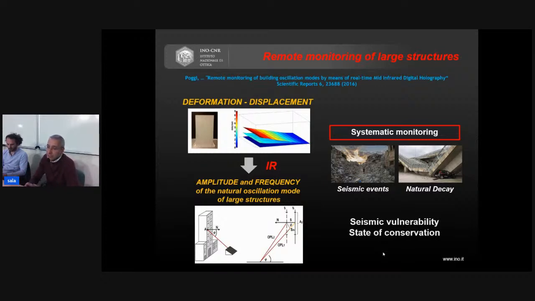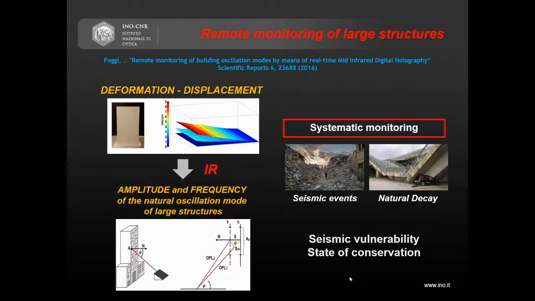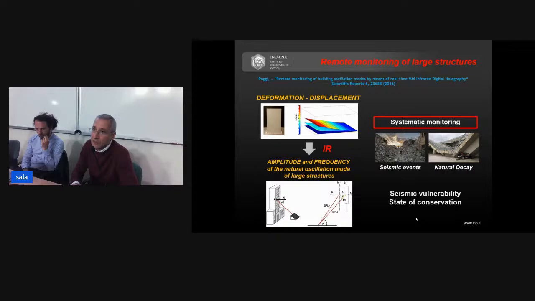In particular, it is possible to measure the amplitude and frequencies of the natural oscillation modes of these structures, and these are crucial parameters to measure the seismic vulnerability of the structure and its state of conservation. Furthermore, thanks to the non-invasiveness of this technique, it becomes possible to think of systematic investigation of entire urban areas, a thing that is not possible with current measurement techniques based on seismometers.